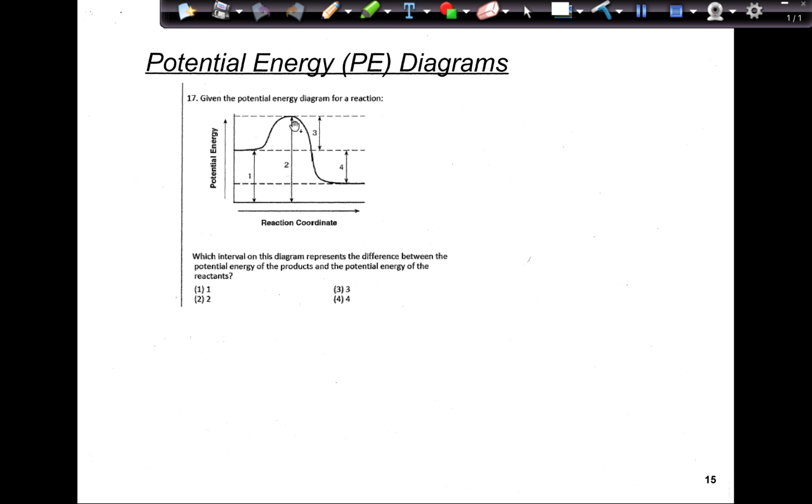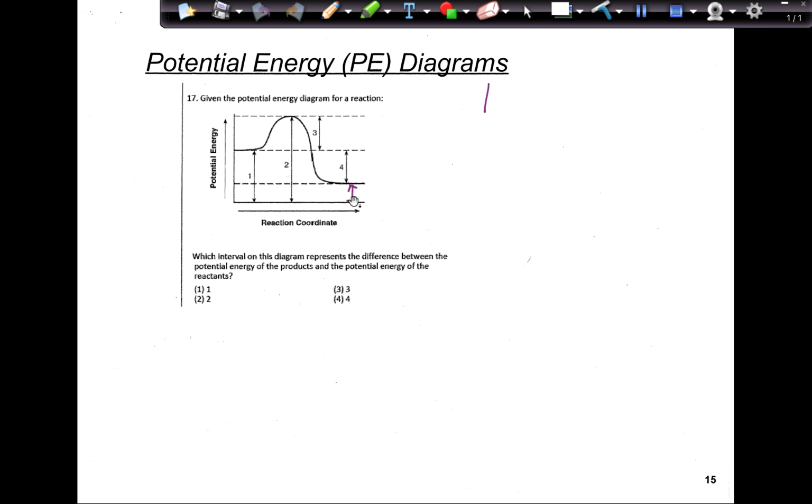Okay, so for potential energy diagrams, remember since this one starts high and ends low, it's an exothermic potential energy diagram, which means that the delta H is a negative sign. The heat of reaction will be negative because of the fact that this is exothermic.